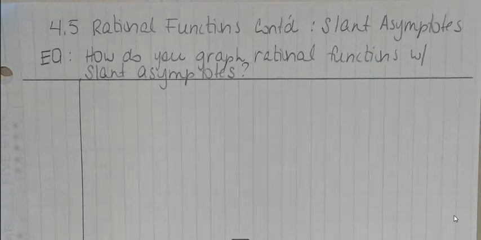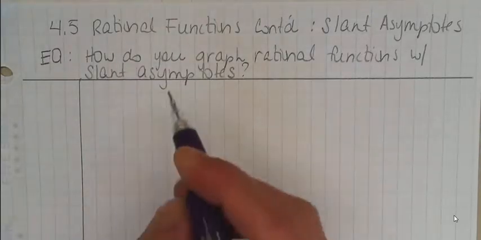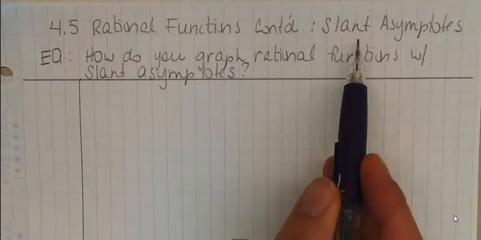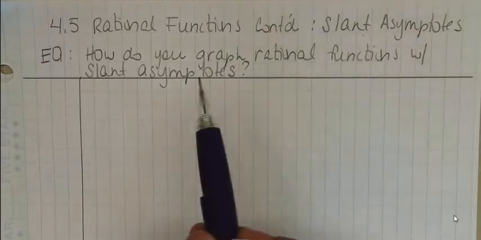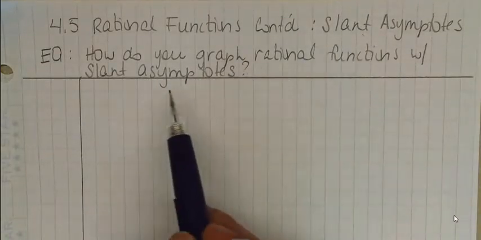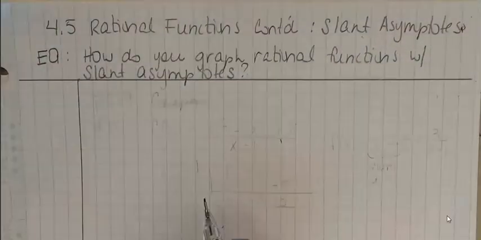4.5, this is our third video on 4.5. We're going to talk about slant asymptotes today. So we're still dealing with rational functions, but we're going to deal with slant asymptotes. So how do you graph rational functions with slant asymptotes is your essential question.